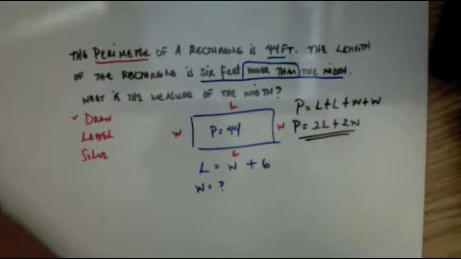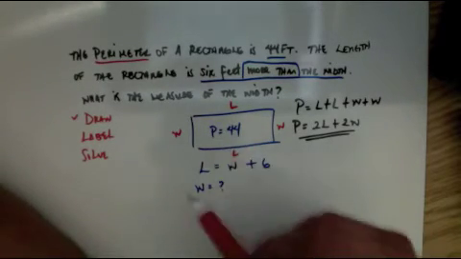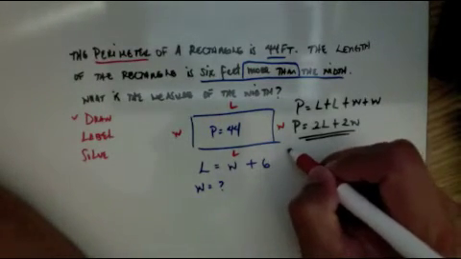Okay, now I want to go ahead and try to solve it. Now the easiest way to solve it is to substitute, plug things in. Now I know the P equals 44, that's my perimeter, so I can do this.